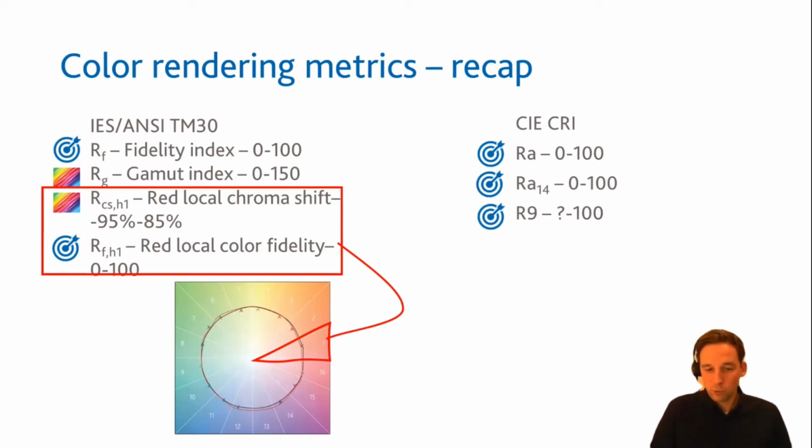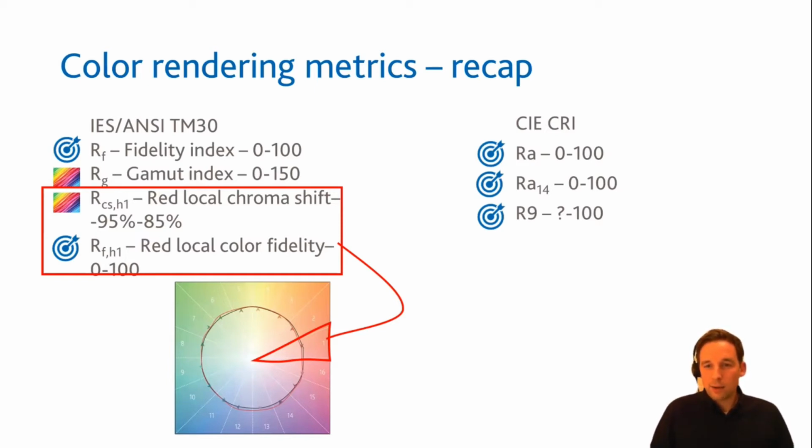If you're scoring 100, again, that's exactly the same as the reference source. Over 100, up to 150, is an oversaturation in color on average over all of those references, and under 100 is an undersaturation on average. So it gives us an idea of the saturation of the colors there.